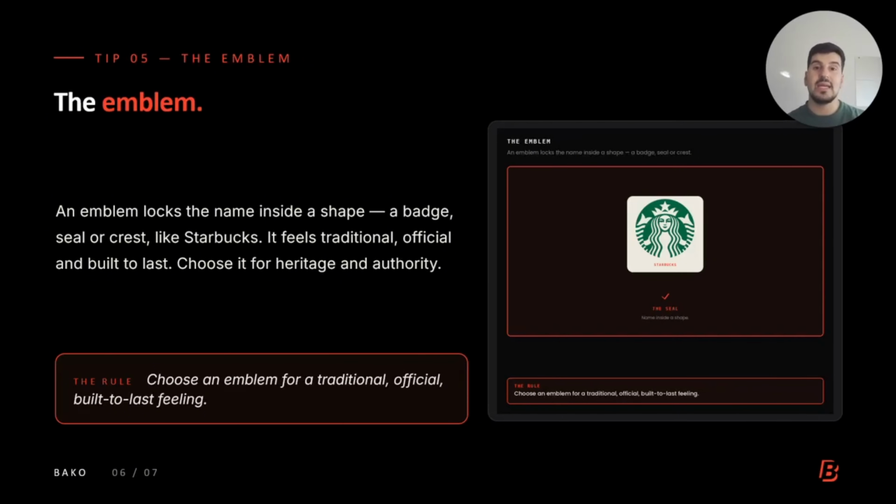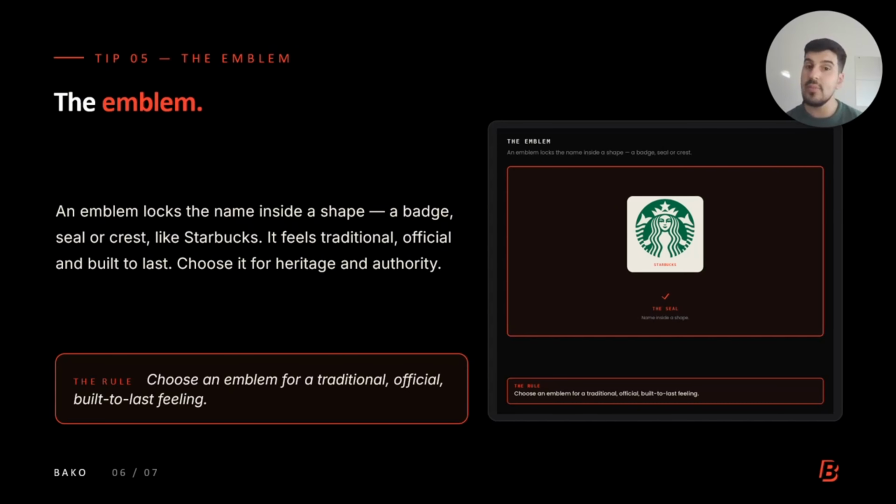And number 5 is the emblem. Starbucks is one of those great examples that I can show you. An emblem locks the name inside a shape. It's a badge, a seal, or a crest, like Starbucks or most luxury car brands. A lot of car brands use the emblem as their logo. It feels traditional, official, built to last, and really timeless. So if you want to go with a timeless logo and design, consider choosing the emblem. You can choose it for heritage and authority as well.